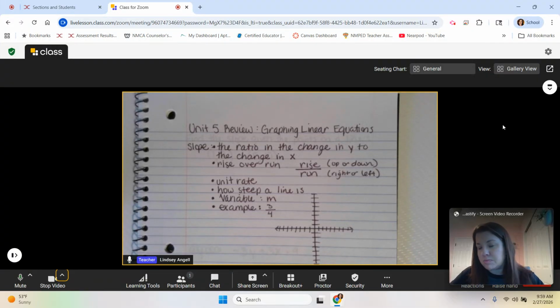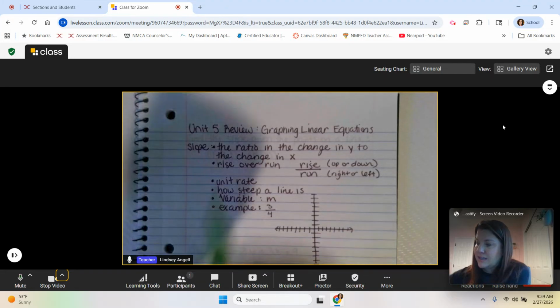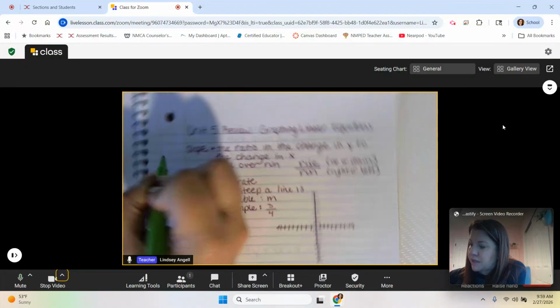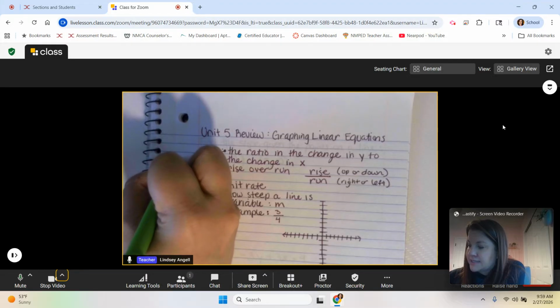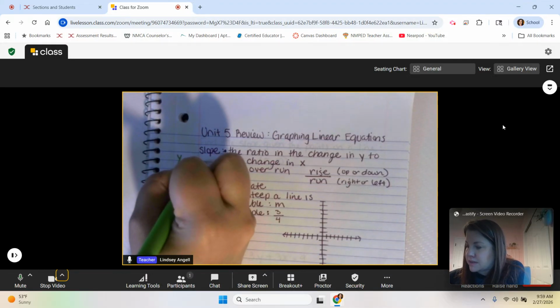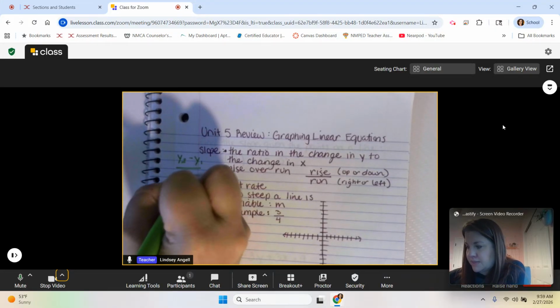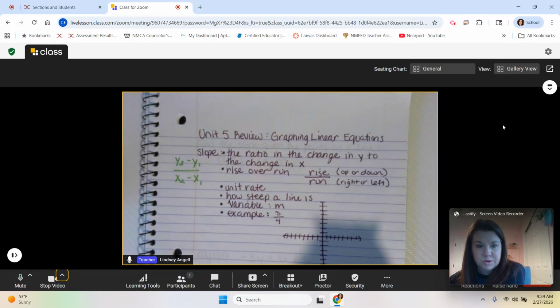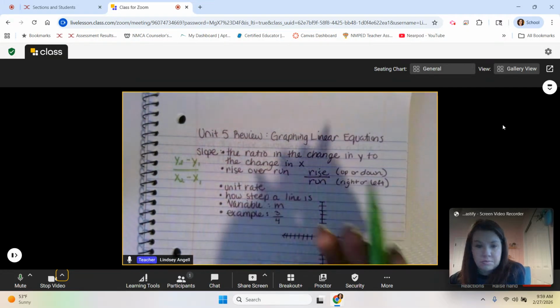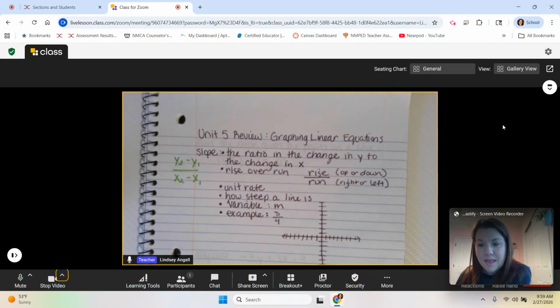The slope has multiple definitions. The first is that it's the ratio of the change in y to the change in x. So when you have two points, you could find the slope by taking the second y and subtracting the first y, and then doing the same with the x values. Whatever those turn out to be would be your slope. But I know that's kind of vague. I have an example set up for us to do that in a little bit.